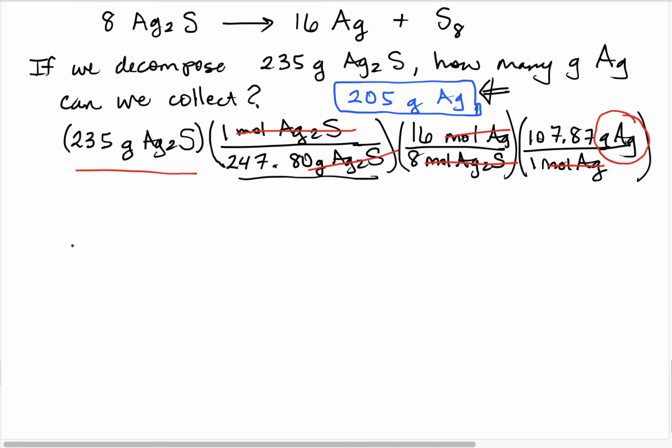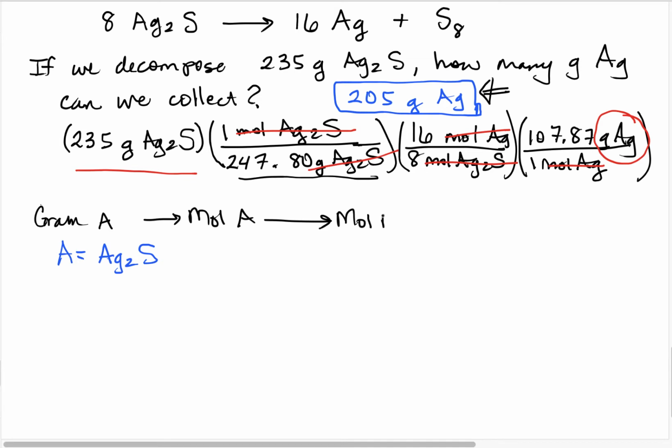And when we did this calculation, we wanted to know how many grams of silver we got. So just to recap our process, we're working with this flow-through process where we start with grams of A, or sometimes with moles of A. And A is the starting material that we always have to decide what it is. In this case, it was silver sulfide. And then we go to converting that to moles of B. And sometimes we ask for all the way to grams of B. And B is the other material that we're interested in, which in this case was silver.